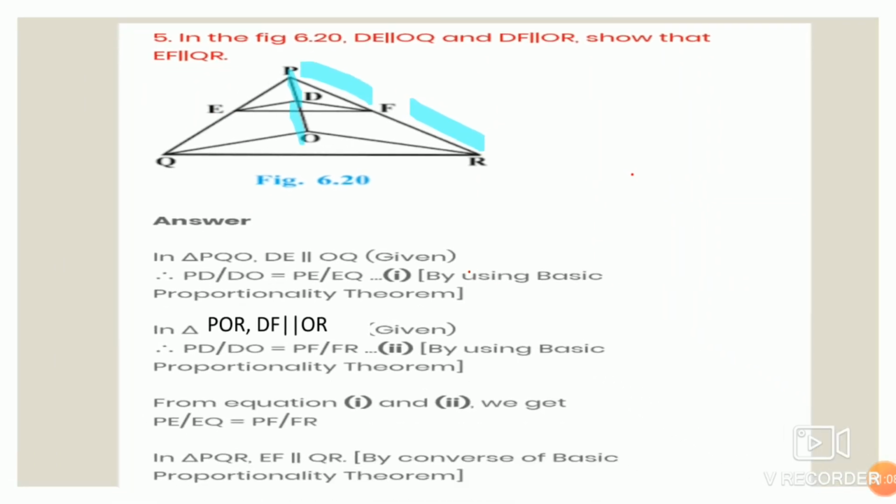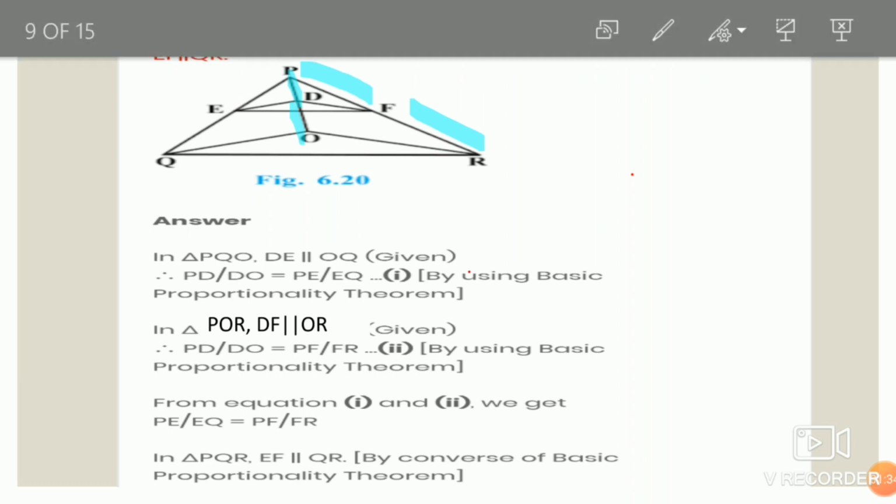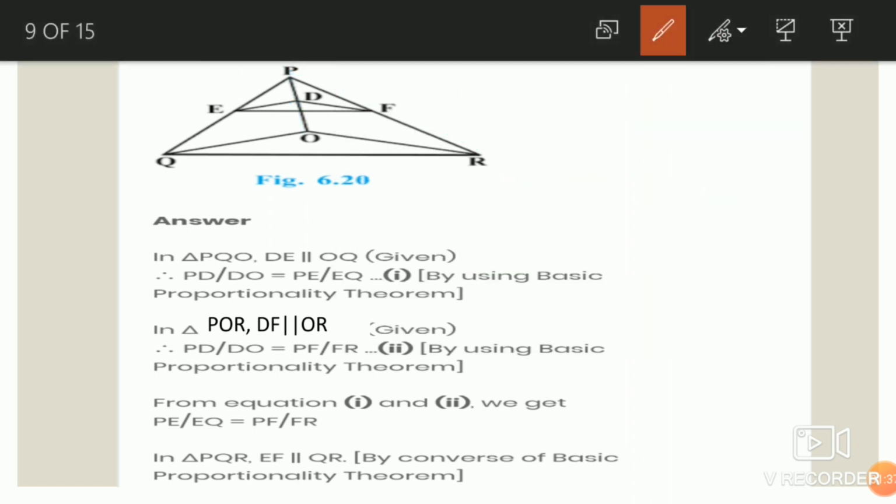After marking that, by equation 1 we have PD by DO is equal to PE by EQ, and by equation 2 we have PD by DO is equal to PF by FR. So by equation 1 and 2, PE by EQ is equal to PF by FR, because both equations have a common ratio, which is PD by DO, right? So from this observation, we can see that PE by EQ is equal to PF by FR.